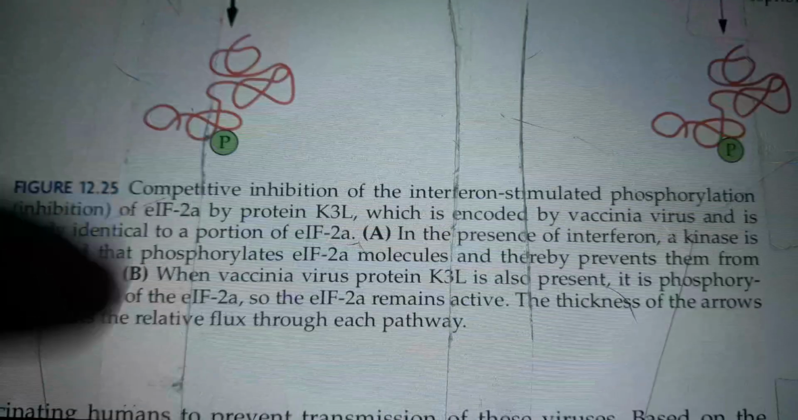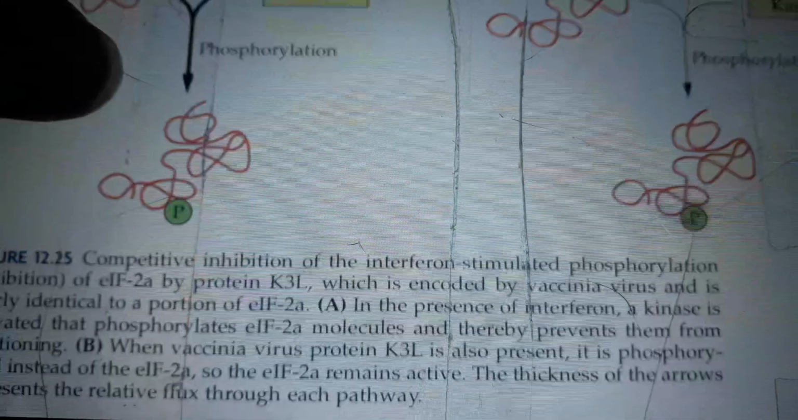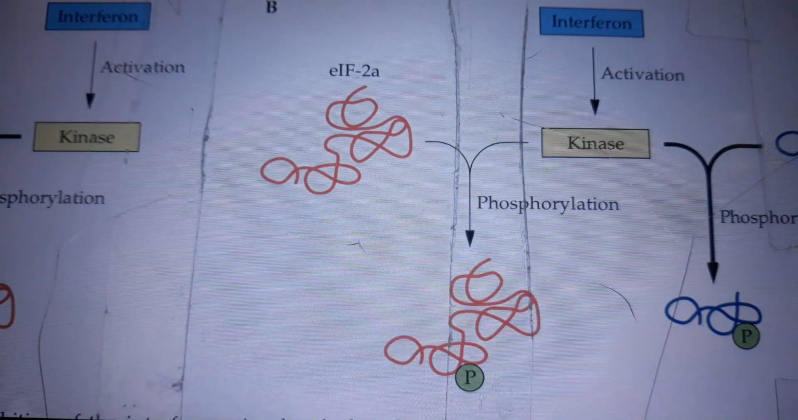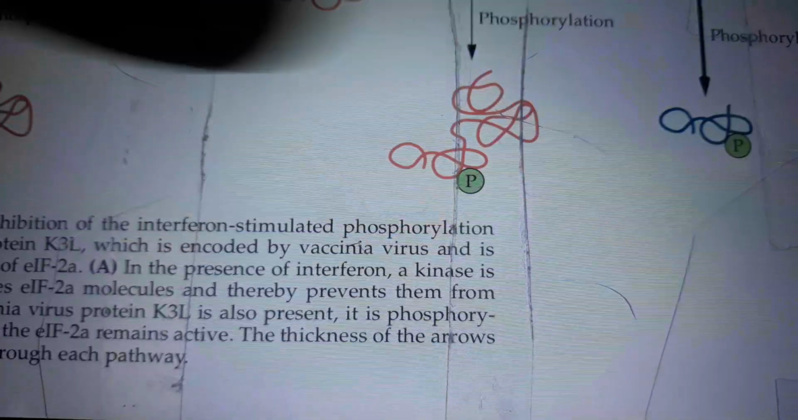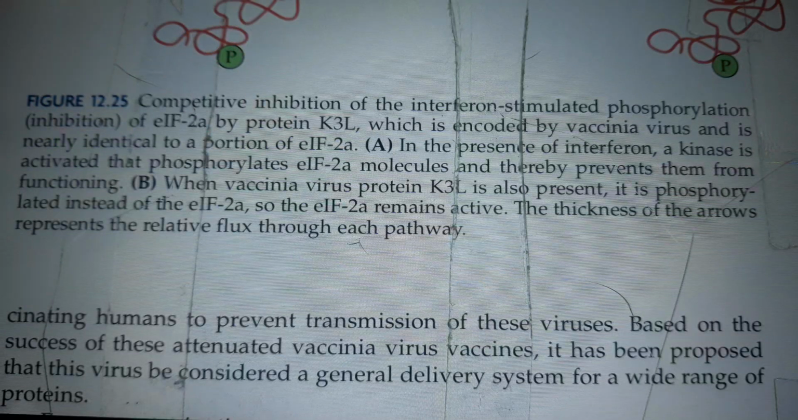We have the diagrammatic representation now. Interferon activation, eIF2A kinase, phosphorylation, giving the product. Interferon activation, kinase plus eIF2A and K3L, phosphorylation, giving the products here. So this shows the interferon-stimulated phosphorylation inhibition, right?